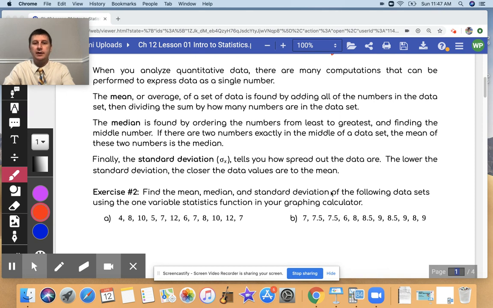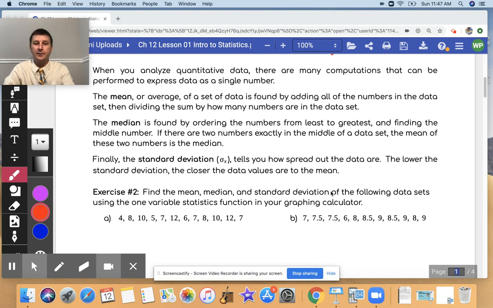The median is found by ordering the numbers from least to greatest. That's very important, to order them first from least to greatest, and then finding the middle number. So if you have an even number of points in your data set, and there's exactly two numbers in the middle, you're going to take the mean of those two numbers, or the average of those two numbers, to find the median.